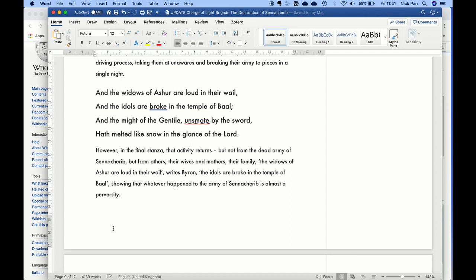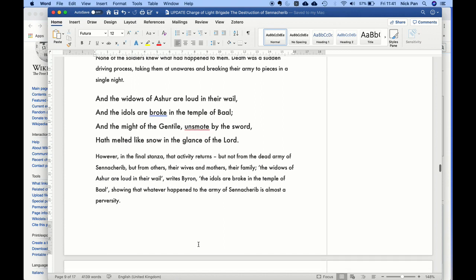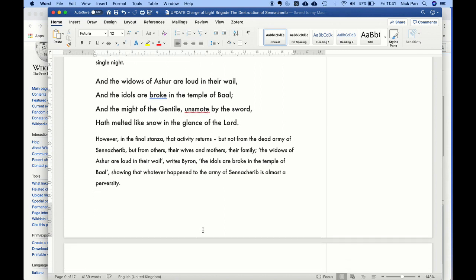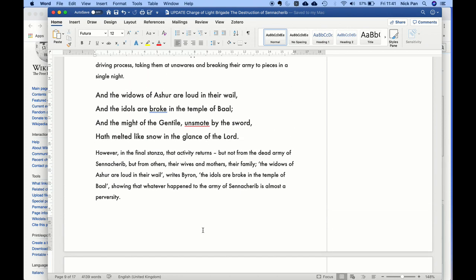However, in the final stanza, that activity returns, but not from the dead army of Sennacherib, but from others, their wives and mothers. So there's noise again after silence, and the widows of Ashur are loud in their wail. So he's sort of looking ahead, I suppose. He's looking to the reaction that will greet this news. The idols are broken in the temple of Baal, showing that whatever happened to the army of Sennacherib is almost a perversity. So the Assyrians are completely broken.